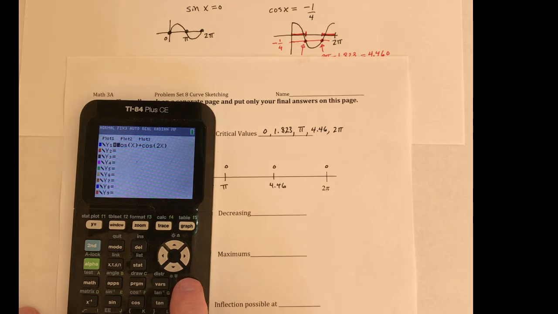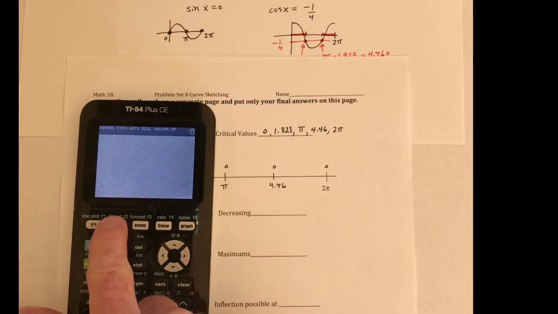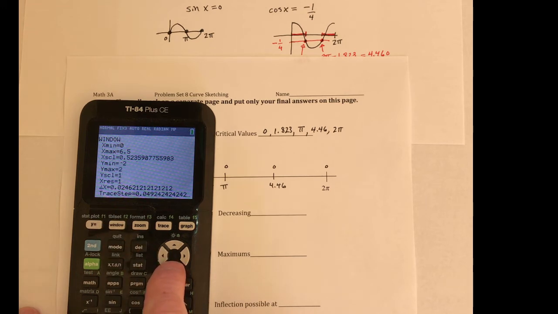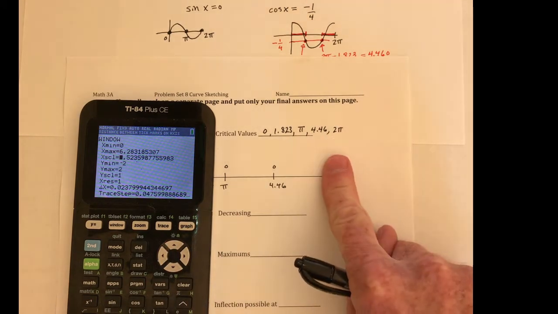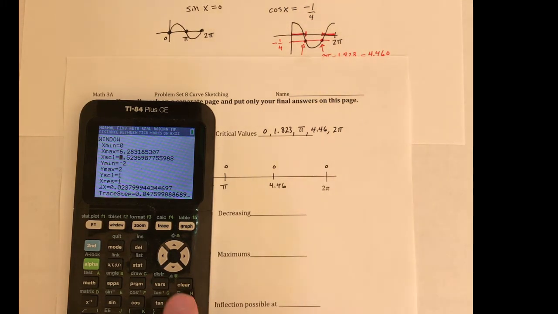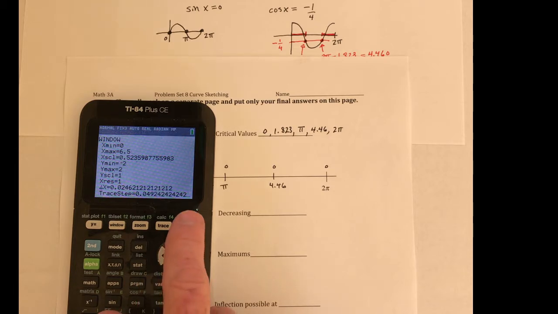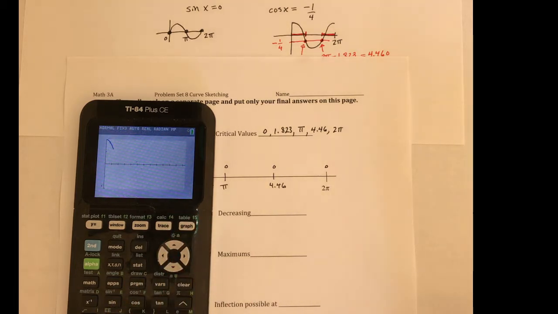So graph the original function, cosine of x plus cosine of 2x. Make sure that the window goes from 0 to 2 pi. When you put 2 pi and you move the cursor, it gives you this decimal approximation, which sometimes cuts the graph off and doesn't include that 2 pi. So I usually just make this a little bit bigger, like 6.5. And then the y values from -2 to 2. And then take a look at the graph of the original function.